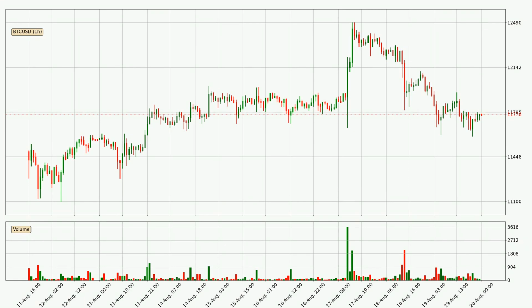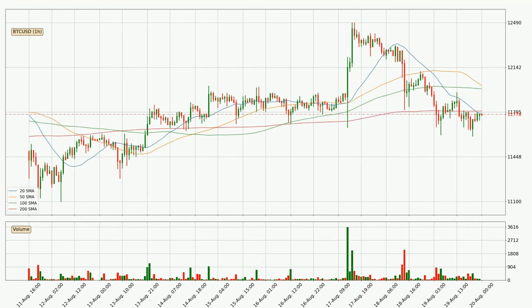Looking at the Bitcoin hourly time frame, the price moved only slightly to the downside with around 1.7% in the last 24 hours, with a current price of $11,778.